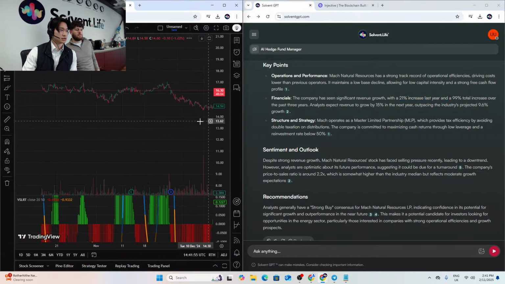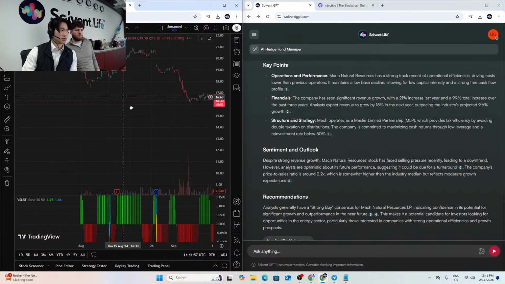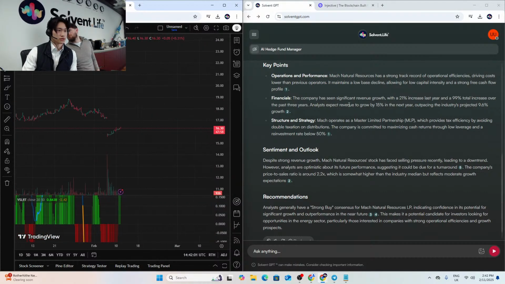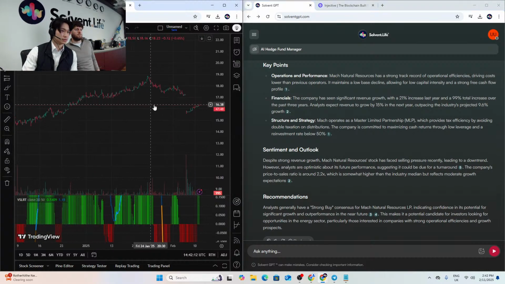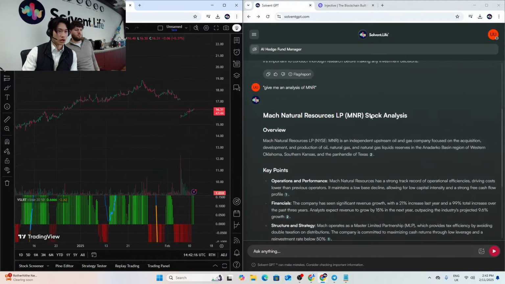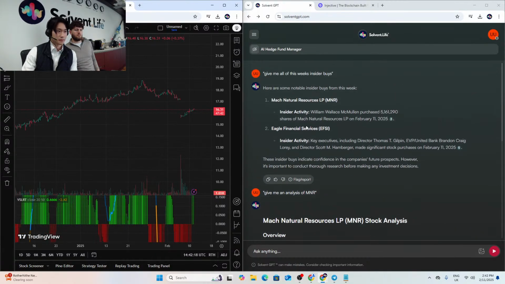I mean, you can see here, it's a pretty stable stock. What else? Analysts expect revenues to grow by 15% in the next year, outpacing the industry's projected 9.6%. So this is an outperforming stock.